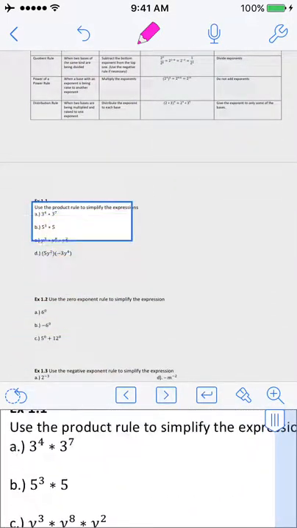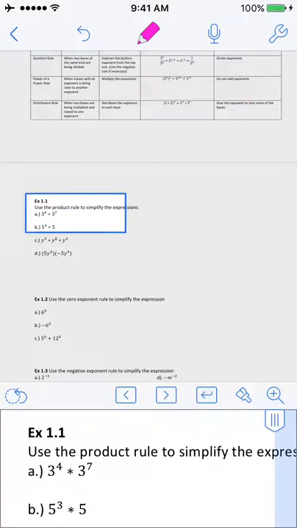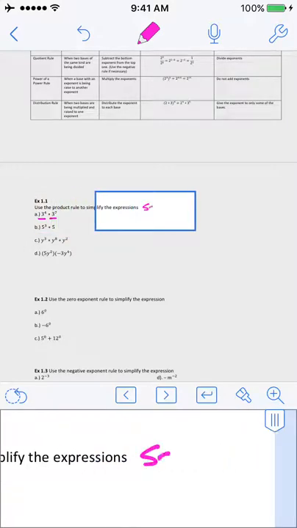Alright, so let's try out this first one. What does the product rule say? Well, if we have something like 3 to the 4th times 3 to the 7th, notice that we have the same base. The product rule says you must have the same base for this to work. So we'll start with same base.